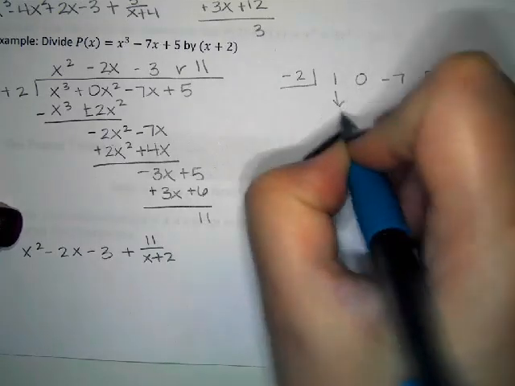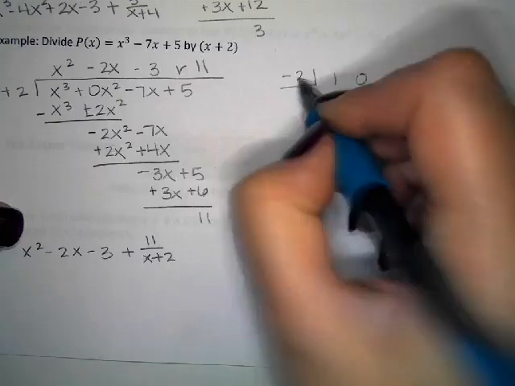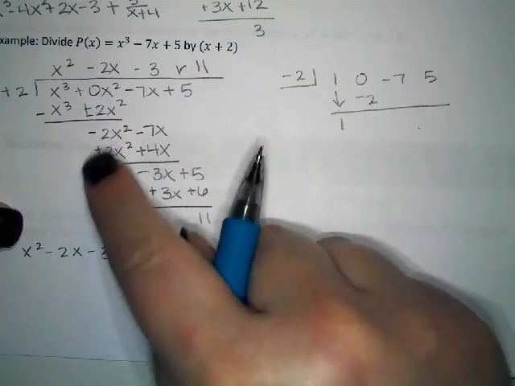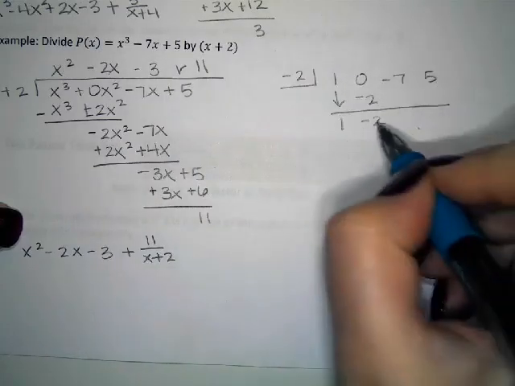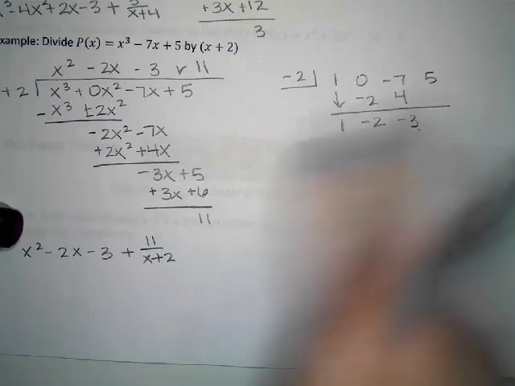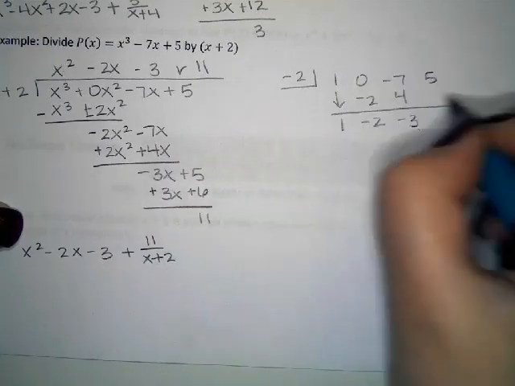The first number always drops down. 1 times -2 is -2. So there's my 0, -2, and those combine to be -2. -2 times -2 is 4. That combines to be -3. So you can see those numbers. -3 times -2 is 6. Those combine to be 11. So there's my numbers here.